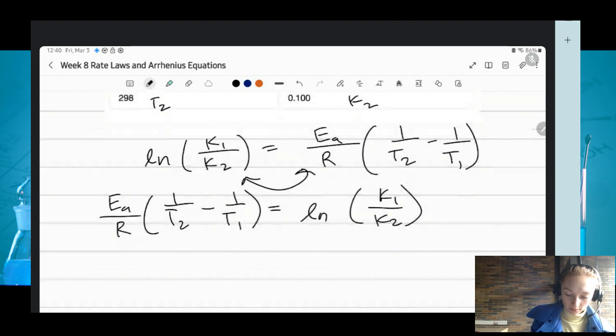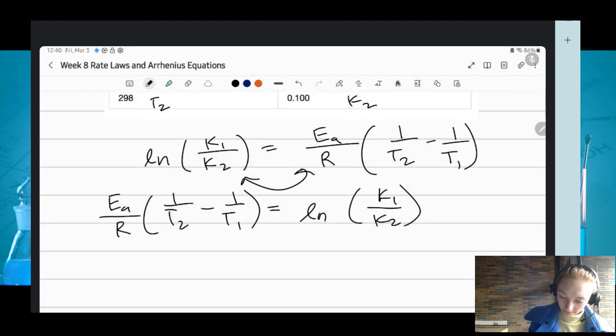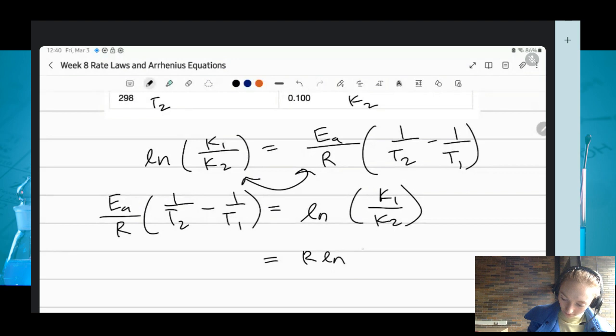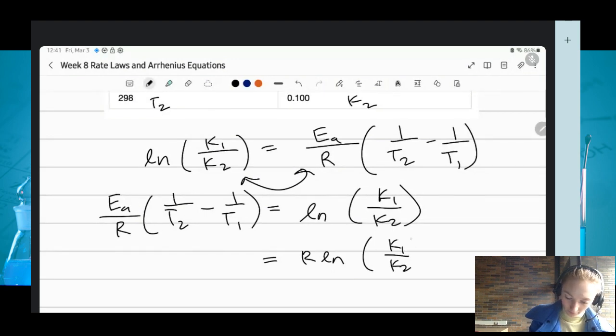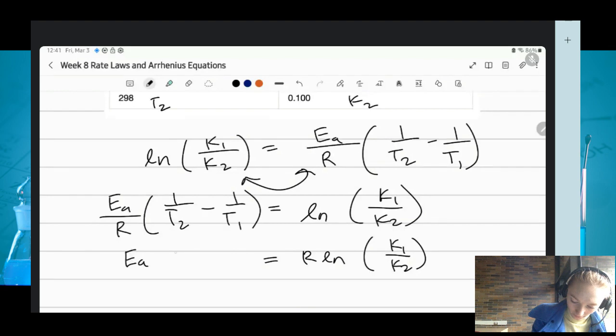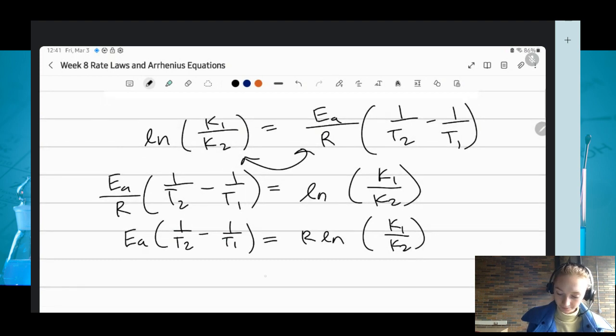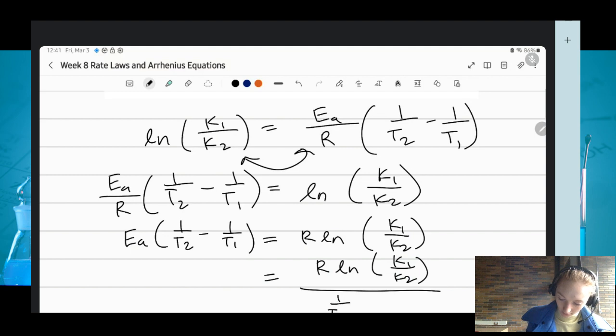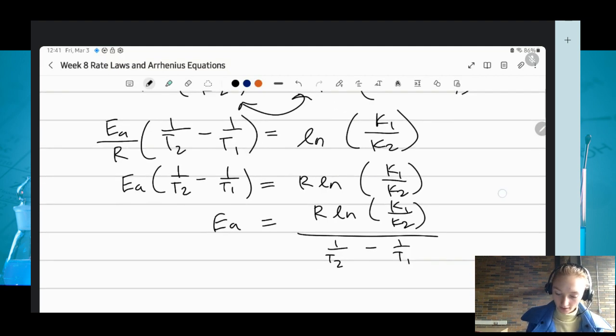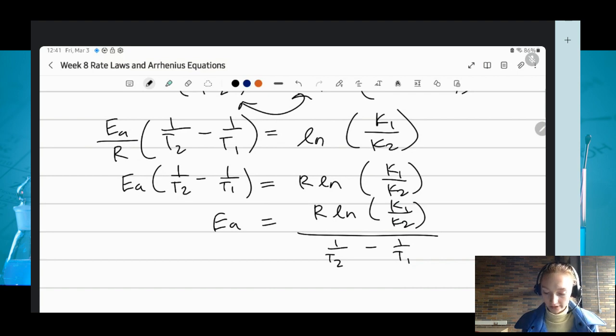And now I can multiply by R on both sides. And now I can divide by the differences in temperature. So divided by 1 over T2 minus 1 over T1. And this will equal the activation energy. Okay, so now we can plug in all those values it gave us.